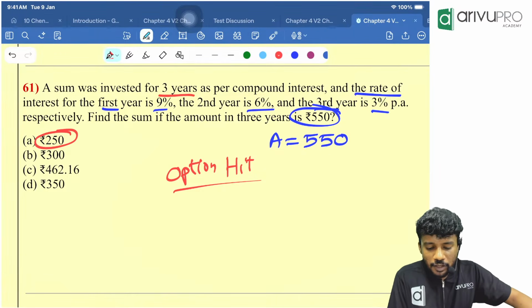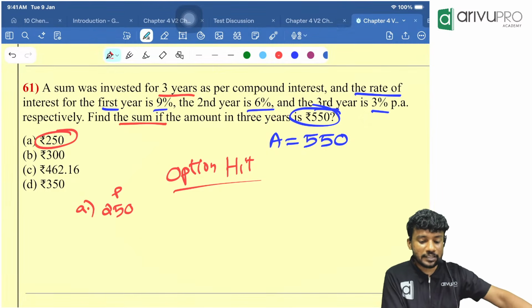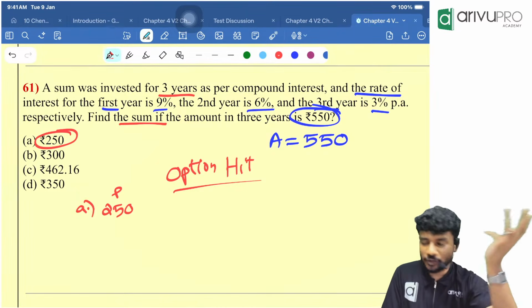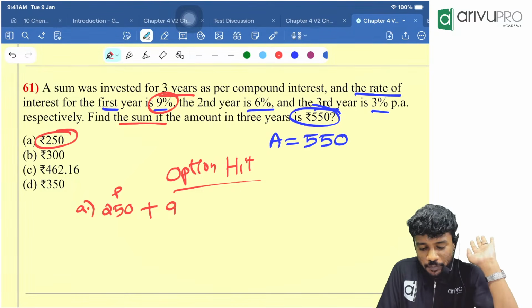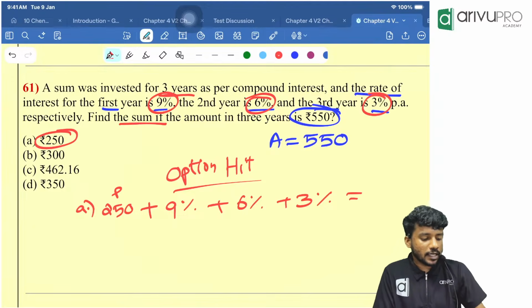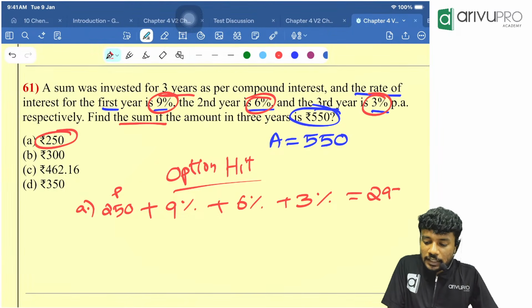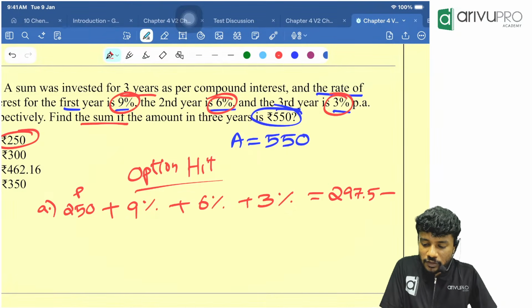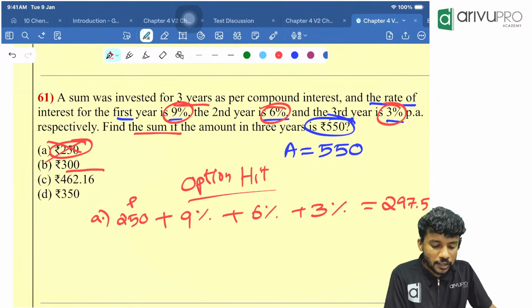Take the first option. Option A, 250. I am assuming my principal is 250. Find the sum they are asking. So the principal I am assuming to be 250, plus 9% for the first year, 6% for the second year, 3% for the third year. How much is the final answer? 250 plus 9% plus 6% plus 3% is coming to be 297.5 and so on, which is not equal to 550. That means that option is wrong. So I will try something bigger.